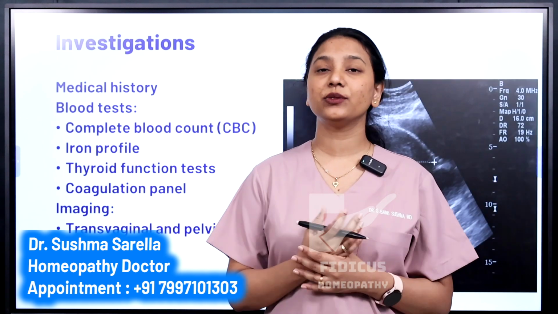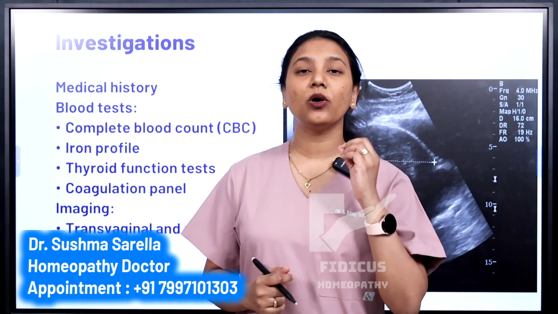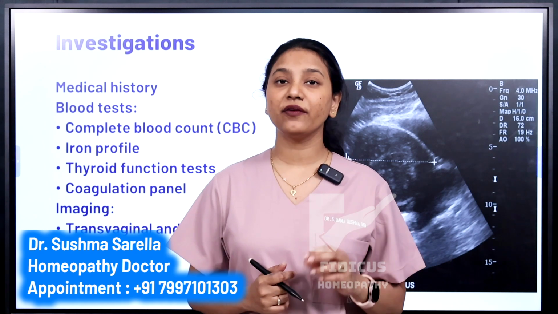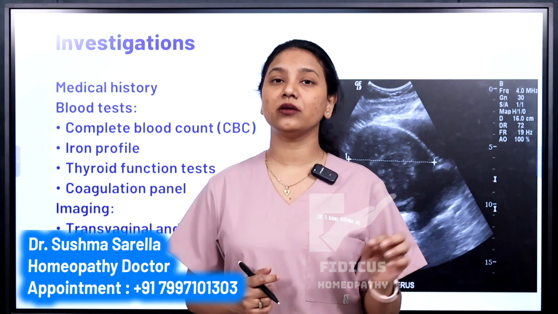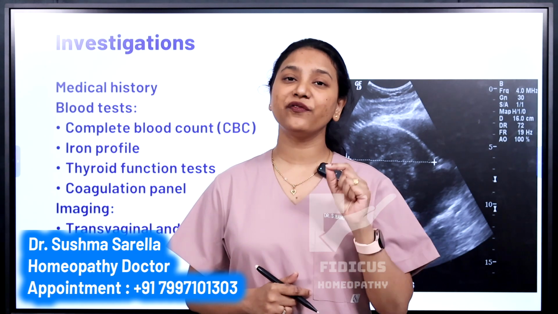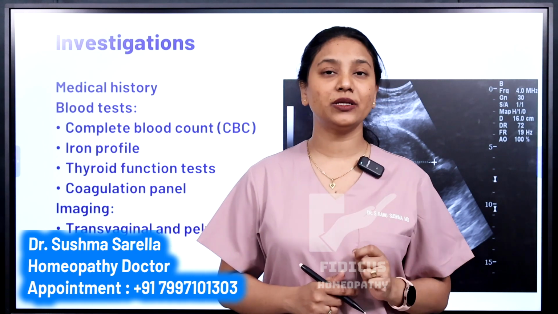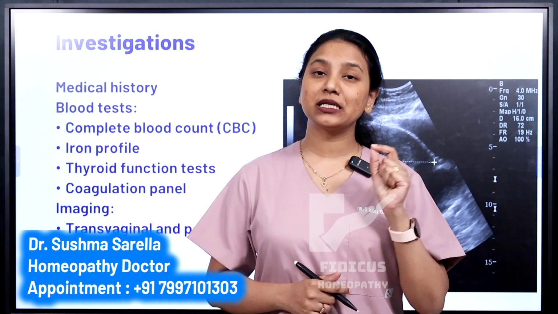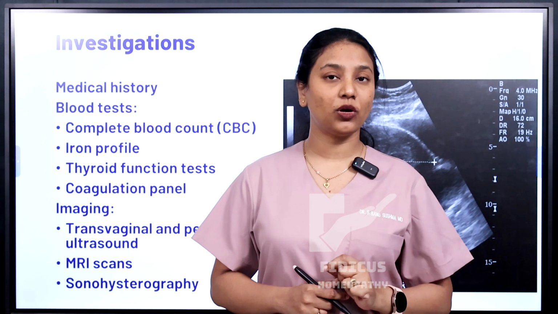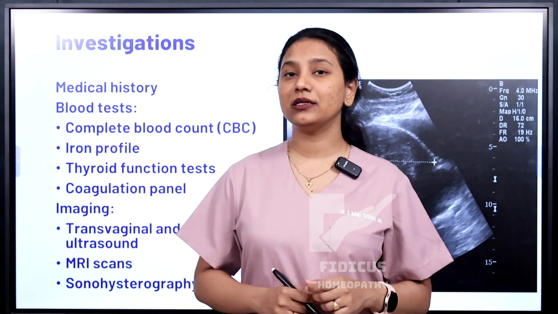Next, coming into the investigations part. So what are the investigations that need to be done if you're suffering from any of this period irregularity? The first and foremost thing that has to be done is CBC, which is called complete blood count, or you can also call it hemogram. So why do you need this CBC?